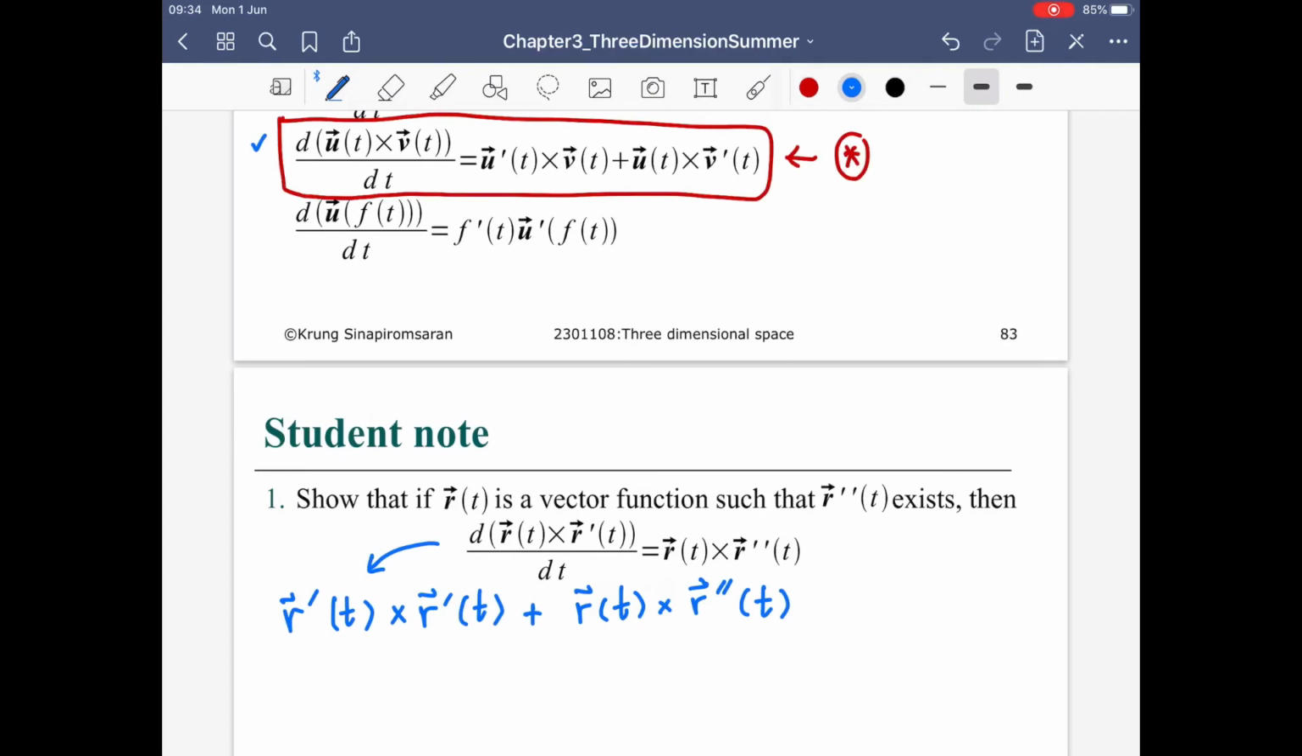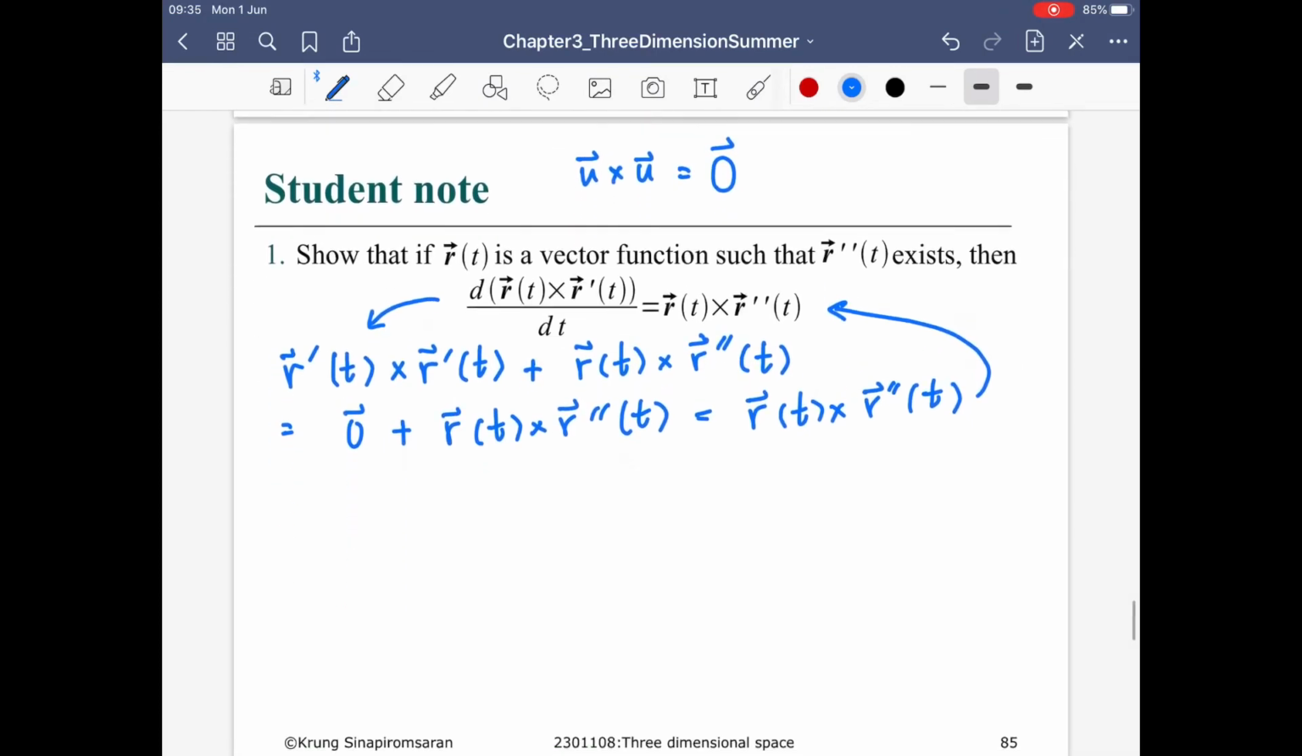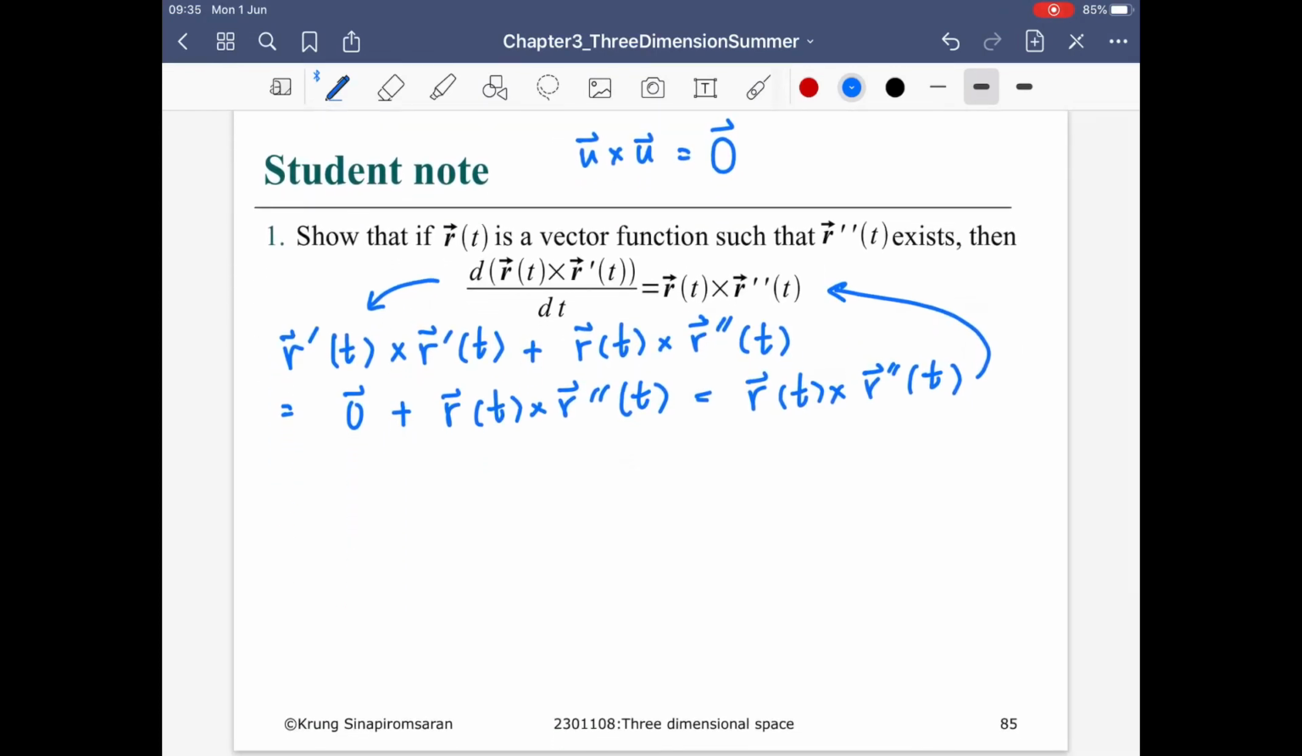However, you may need to recall that if you have u cross product with itself, it always goes to a zero vector. So this one equals a zero vector plus r cross your r double prime. So of course it is your r cross your r double prime that survives. So it is your right hand side. Okay, so this is very simple, but you really need to have the right order.